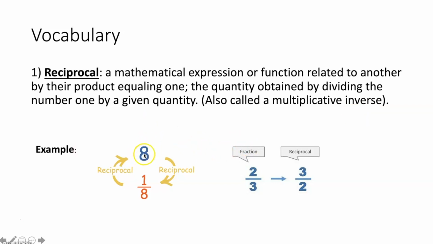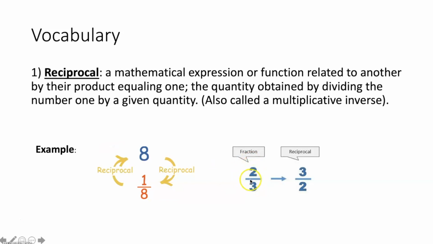Here, if I wanted to find the reciprocal of 8, all I have to do is take 1 and divide it by our given quantity, 8. So 1 over 8, or 1/8, is going to be the reciprocal of 8. Similarly, if I take 1 and divide it by 1/8, I end up getting 8. That's why these are reciprocals of one another.